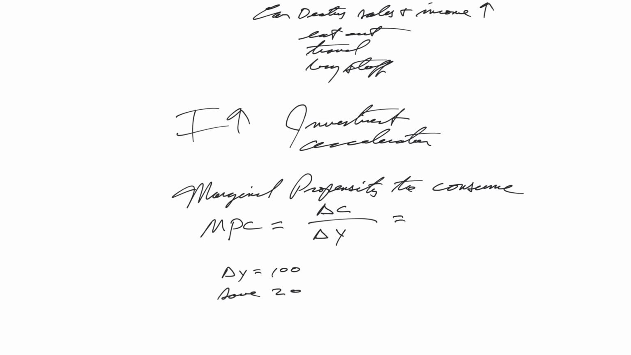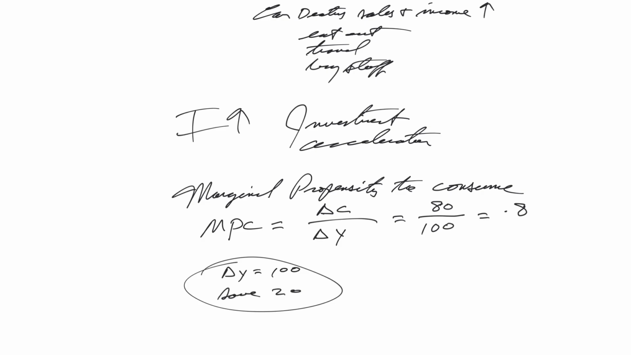So the change in income is 100. The change in consumption is, how much are you consuming? Well, if you're saving 20 of that 100, you're spending the rest. So your change in consumption is 80. So your marginal propensity to consume is 0.8. So in other words, you're spending 80% of what you make.